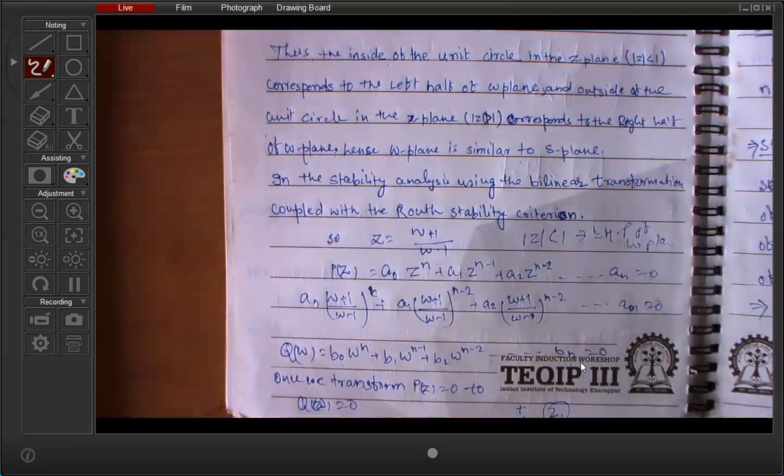But this method is more tedious and requires more computation as compared with the Jury stability criteria. Okay, any doubt? No, sir. Any doubt? So the next class I will take, because just wait.